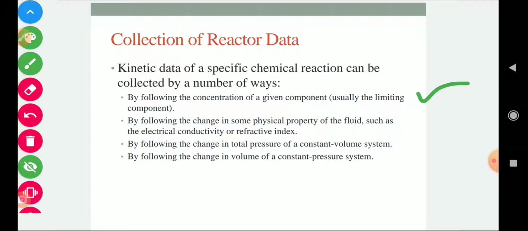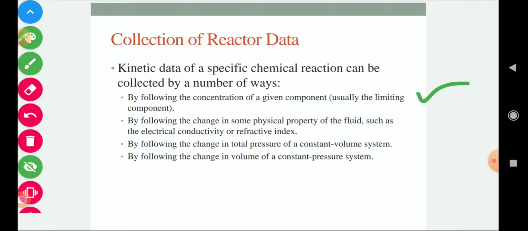It means if any reaction occurs in the reactor, you take samples at different time periods and then make a table which represents concentration versus time data.